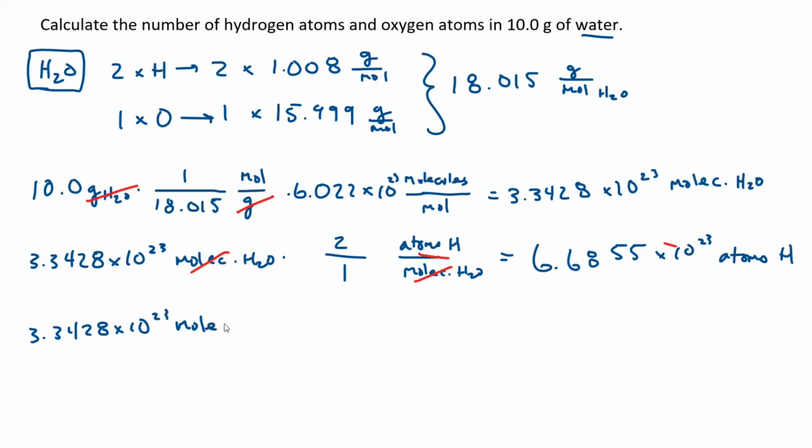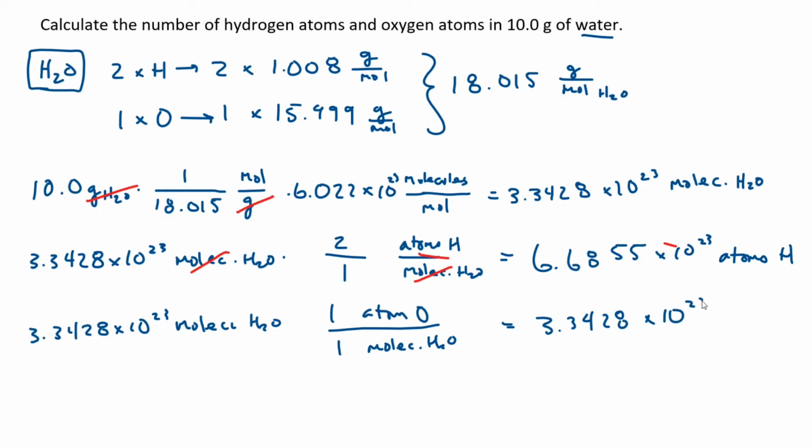It's quite a lot simpler, but we can do the same thing for oxygen. Molecules of H2O. And there's one atom of oxygen per one molecule of water. So it's just going to be the same number. We're just multiplying by 1 in this case, so 3.3428 times 10 to the 23rd power atoms of oxygen.